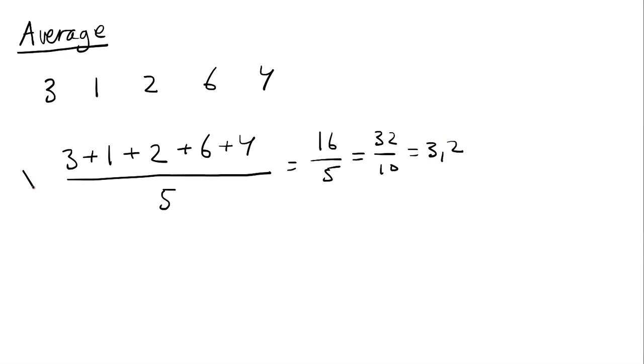And often you can use the symbol, the variable, let's say x, and then put a line over it. So this is the symbol for average. So the average of this dataset is 3.2. If you put them in order, you don't have to do it here now, but 1, 2, 3, 4, and 6. According to average, the middle is here somewhere, 3.2.